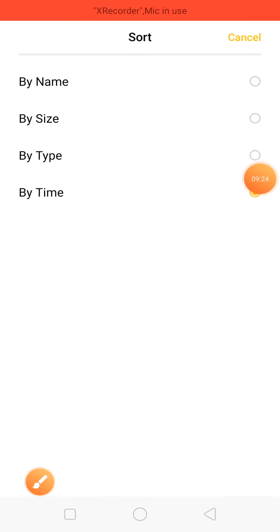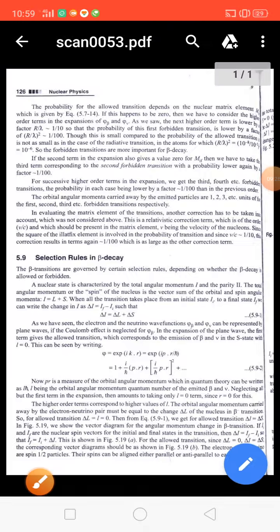Since del L equals 0 and del I equals del S, the corresponding vector diagram should be as shown in the figure. The electron and neutrino are spin half particles. Their spins can be aligned either parallel or anti-parallel to each other. So wait for a moment, I will go to the next slide. Okay, please draw these diagrams.